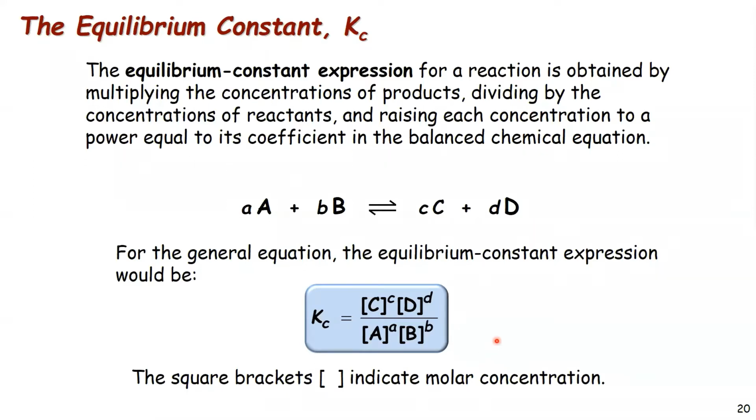Now later on, we're going to find out that not all of the reactants and products are necessarily going to be in your equilibrium constant. We're only going to put either aqueous solutions or gases in the equilibrium constant. Pure solids and pure liquids are not going to appear in the equilibrium constant. I'll talk about why later on.